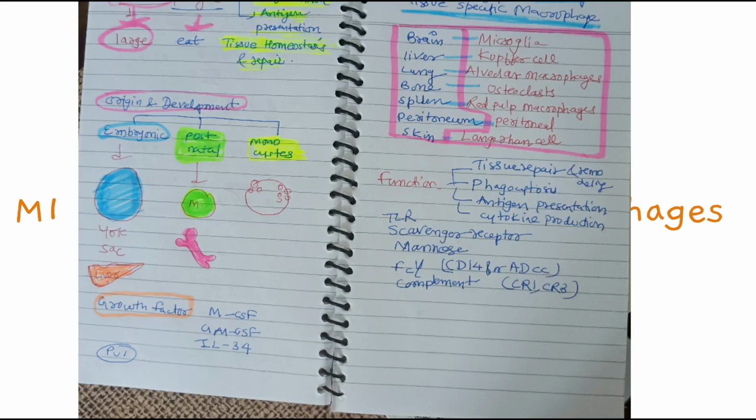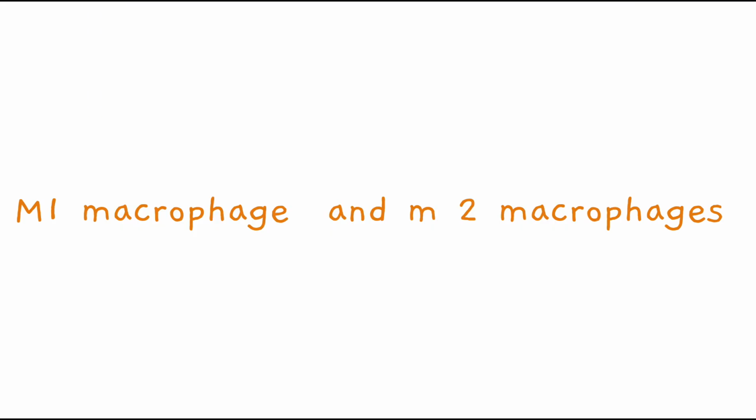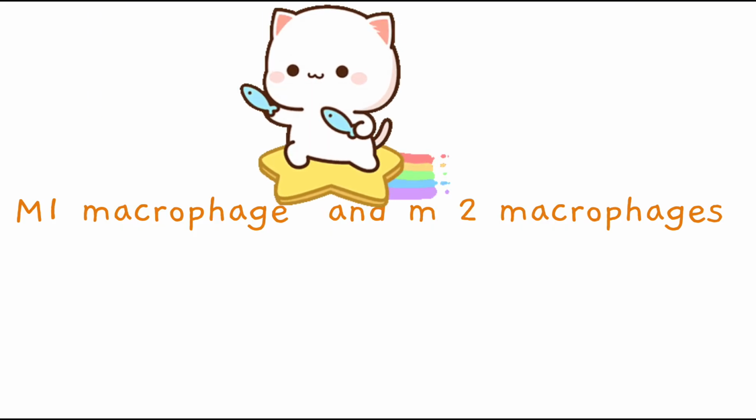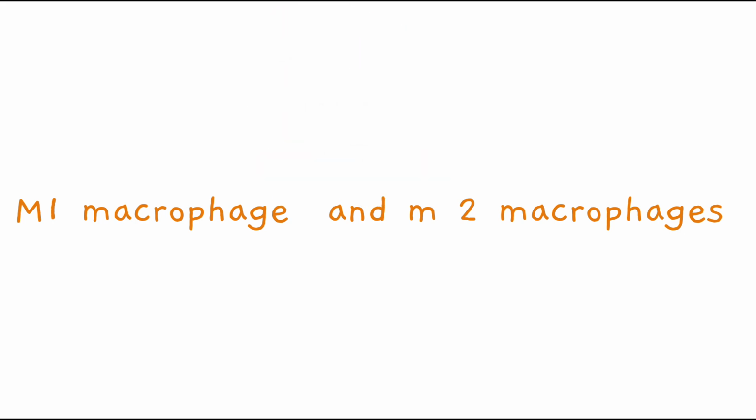So M1 macrophages are like warriors, killing pathogens, producing reactive oxygen species and nitric oxide. M2 macrophages are the healers, and they suppress inflammation and rebuild the tissues.